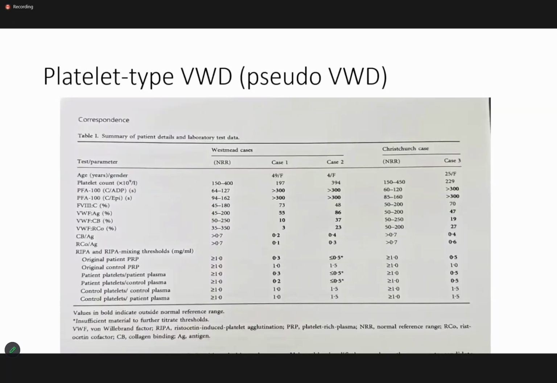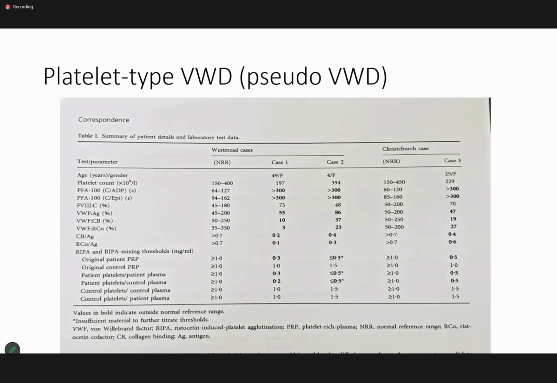So this slide is just to show you a case which was previously mislabeled as type 2B von Willebrand disease, but after the manipulation, by doing the RIPA mixing threshold, we see that this case was actually mislabeled as type 2B von Willebrand disease. Actually, this patient has platelet type von Willebrand disease.